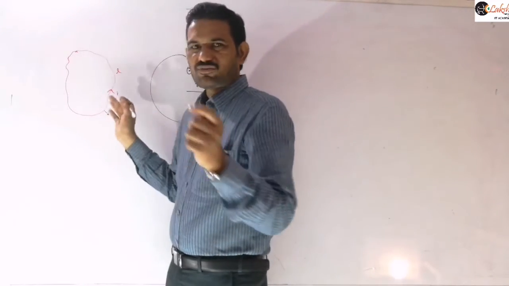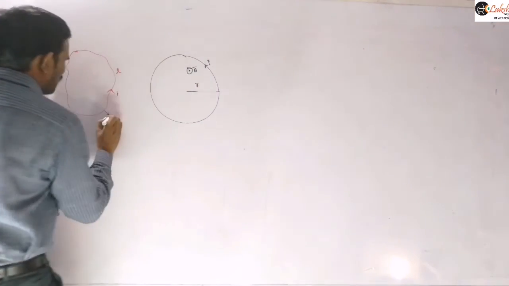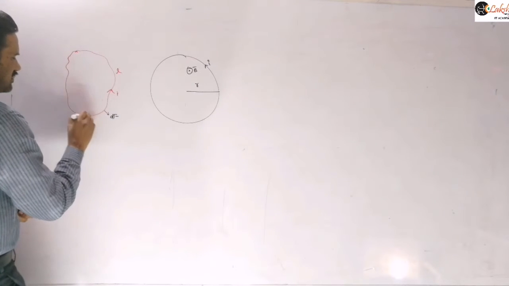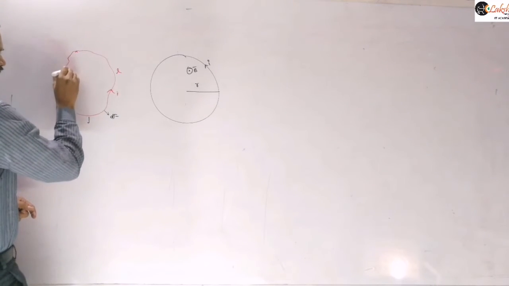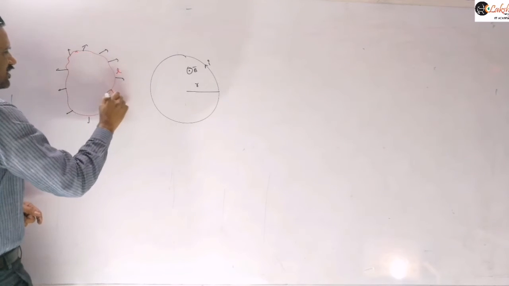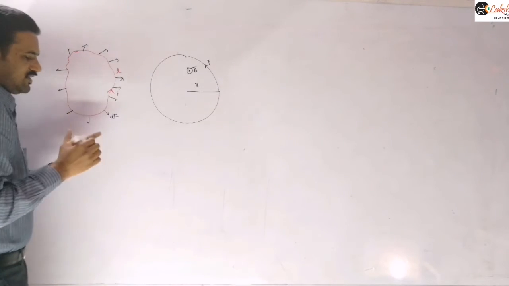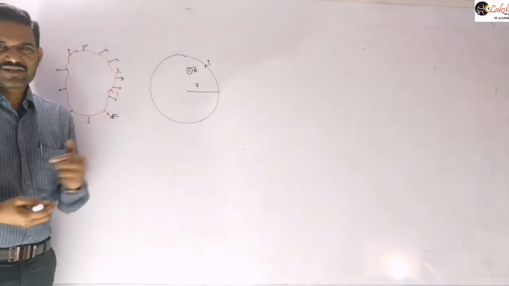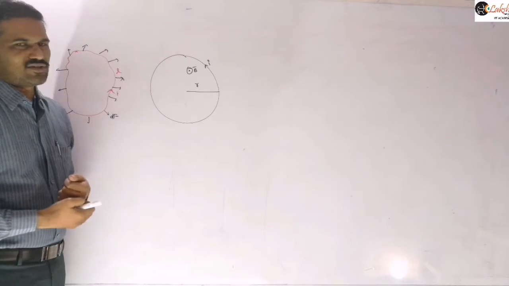Outward direction force will be there. Force acting on every element of this loop will be like this. So force acting on every element of this loop will be outwards. So when you are pulling the loop in outward direction, then automatically it attains a circular shape.